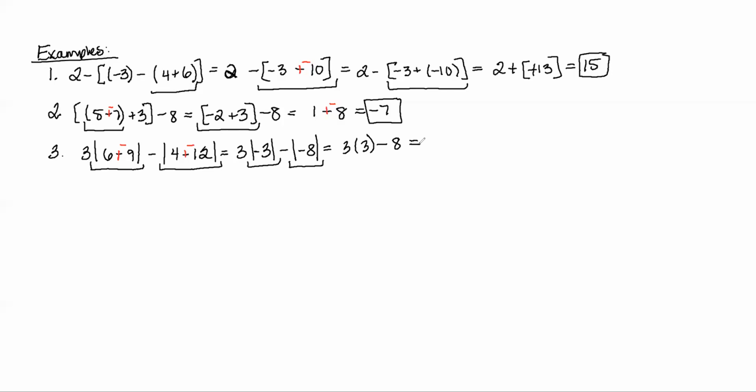And now it's just a matter of multiplying followed by subtracting. So 3 times 3 is 9, minus 8 is going to give us 1. So just really breaking it down into those individual steps.